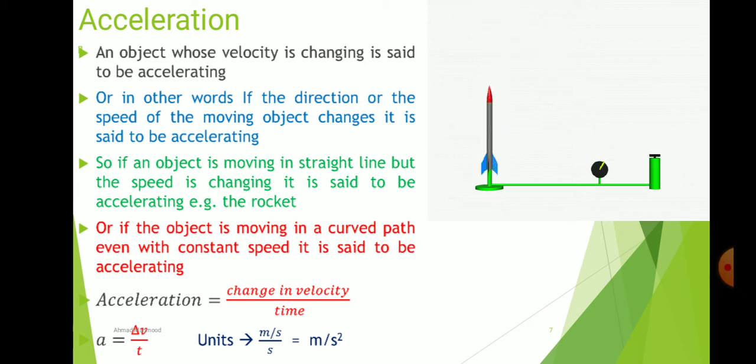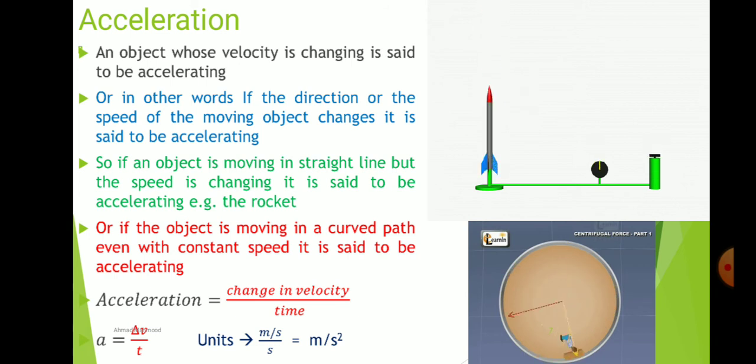It's still accelerating, right? We have the text written in the red color. This is for the merry-go-round, right? If the object is moving in a curved path, even with constant speed, it is said to be accelerating. Got it? So we have the formula for the acceleration: change in velocity. This change can be the change in speed or change in direction or change in both. So acceleration has the formula: change in velocity over time. Acceleration is equal to delta v over t. The units can be derived from the formula, which are meter per second squared.